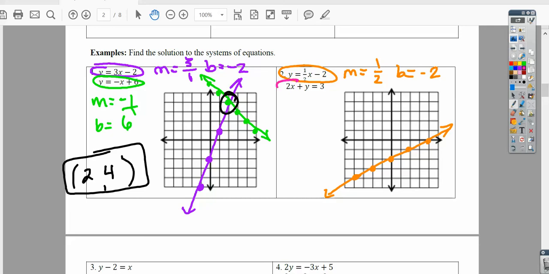If I look at my next equation, can I instantly graph it? No. Why not? Well, y is not by itself. So to get y by itself, I have to subtract 2x on both sides. So y equals negative 2x plus 3. So y is now alone, so now I can figure out what m and b equal. M equals negative 2 over 1. B equals 3. So plot 3, down 2 over 1, down 2 over 1.